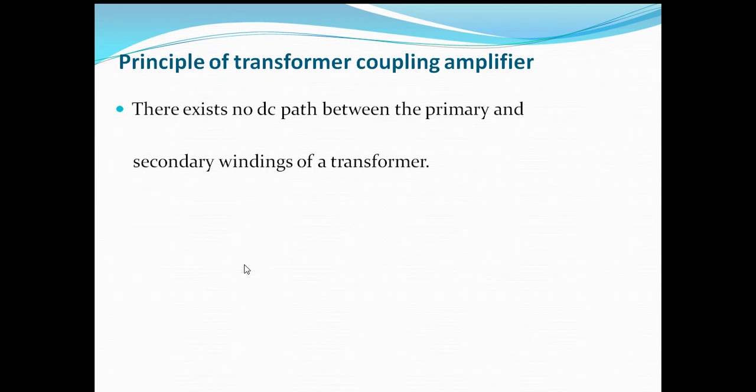Okay, let us stop here. We will discuss the remaining things in the next class, that is the transformer coupling working principle, advantages, disadvantages, and applications. And the last, the DC direct coupled amplifier, two-stage directly coupled amplifier, and its working principle, advantages, disadvantages, and applications in the next class.